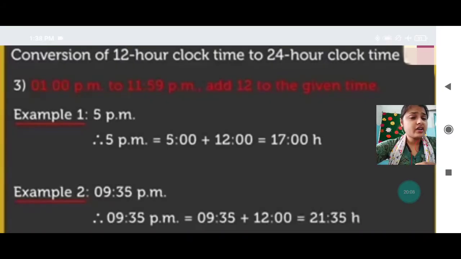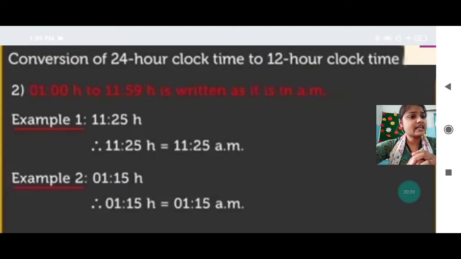So what have we learned? We have learned that when we are converting 12-hour clock to 24-hour clock, when converting AM, we subtract 12 from that. When we are converting PM to 24-hour clock, then we add 12 in that. Remember this point. Now the next one, how can we convert the 24-hour clock to 12-hour clock?